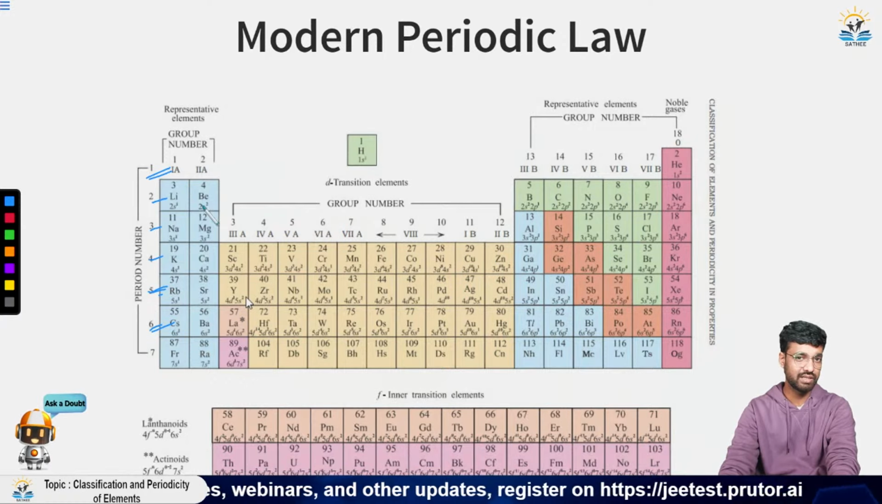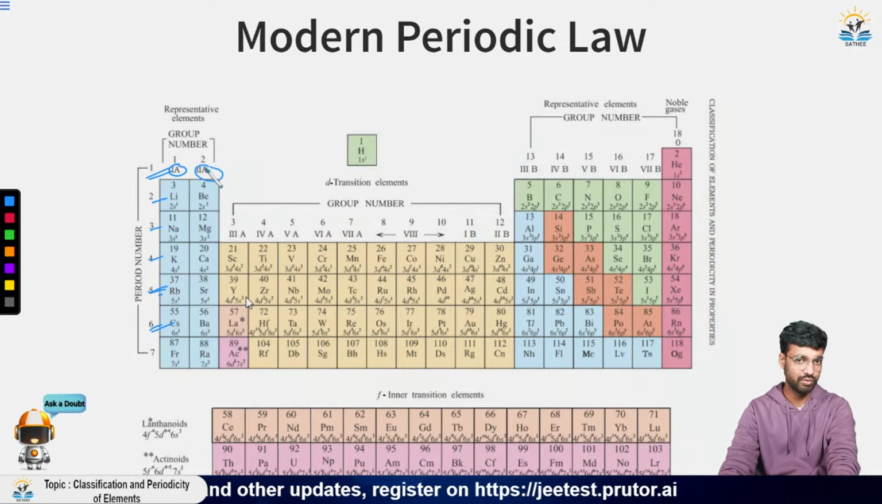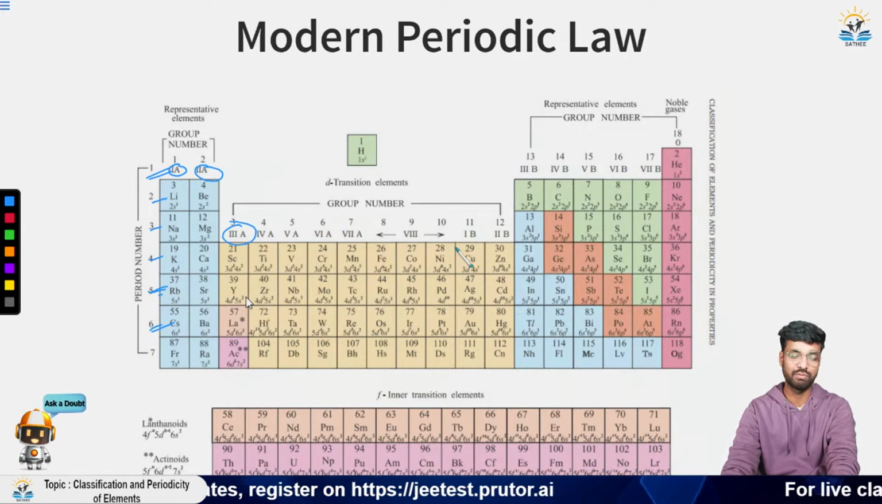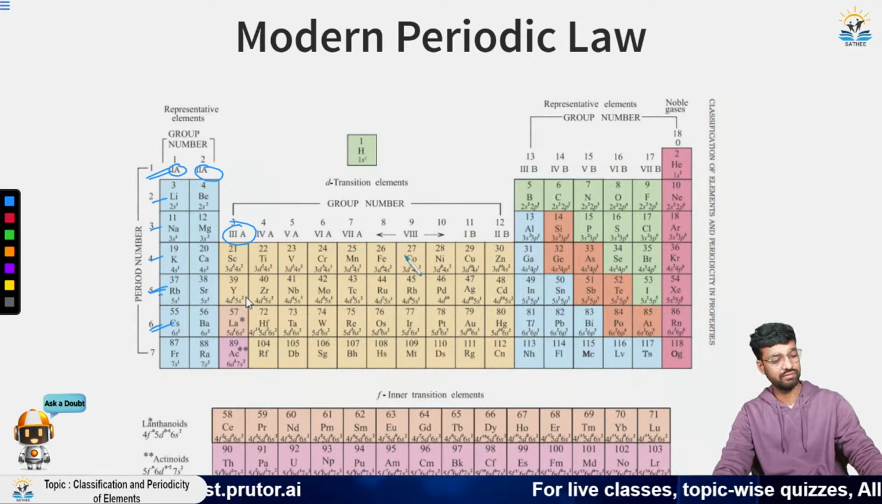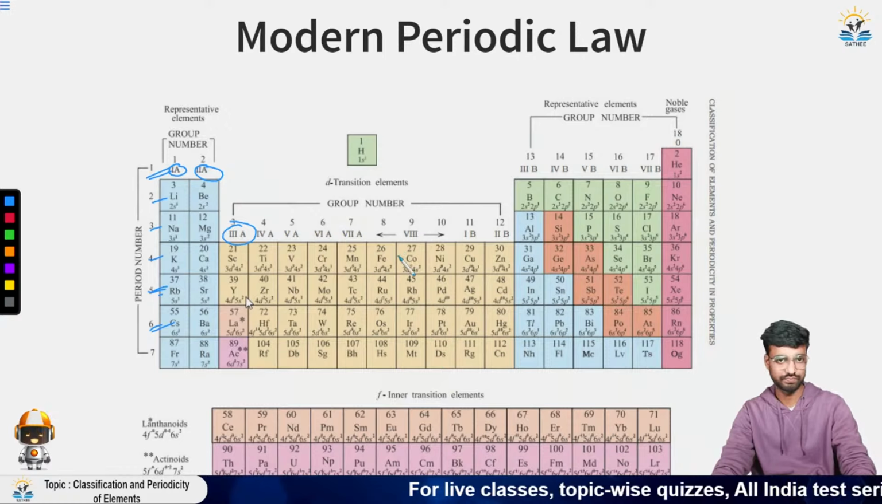Now you can see very clearly that earlier it was 1A, 2A, 3A and so on. So it was divided into subgroup A and B, but it was later on dropped off, and then we have only 1, 2, 3, 4 and so on.